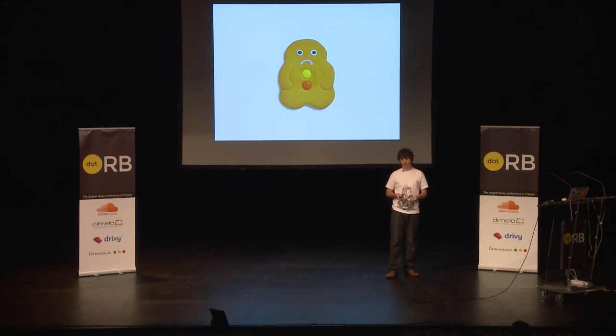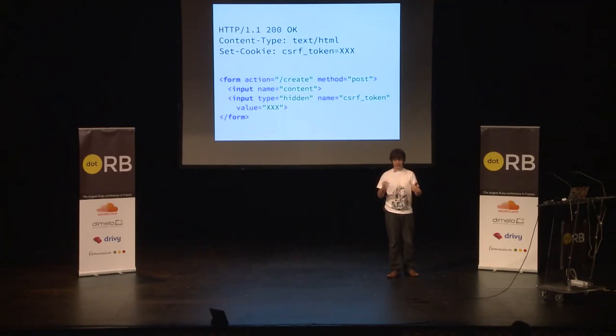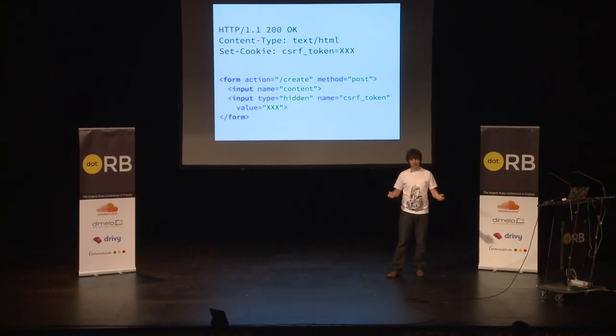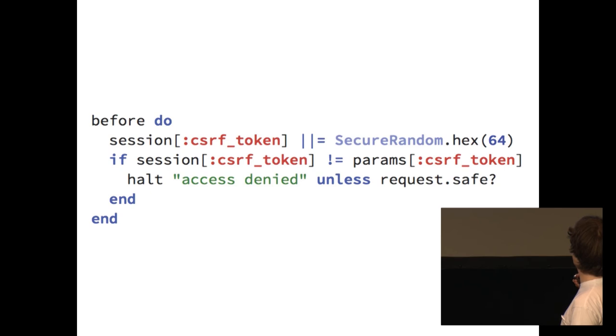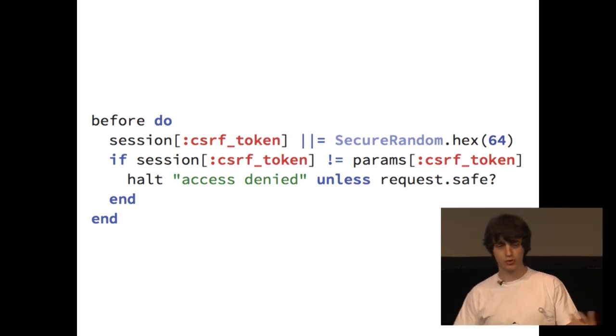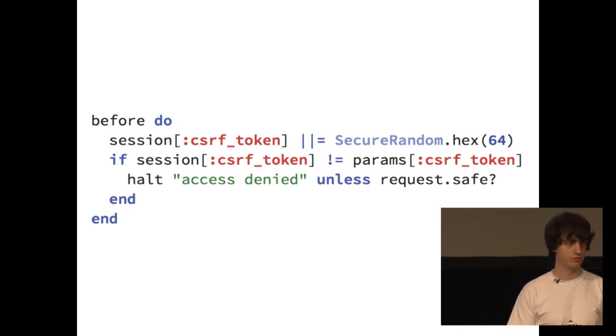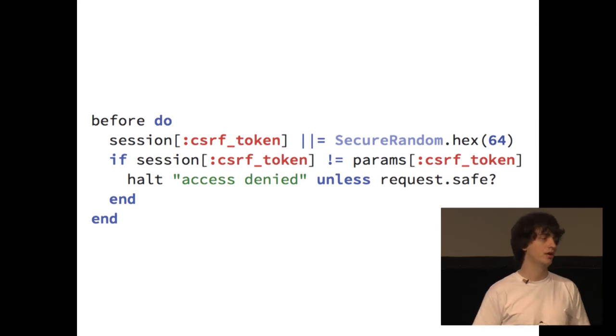What we can do, and what Rails, for instance, does, and what Rack::Protection, which is used by Sinatra, does, is use a CSRF token. So we set a CSRF token as a cookie or in a session, and then we also have a hidden field in the form that has the same token. And then if those two tokens don't match and it's not a safe request, then we simply refuse the request. And problem solved.